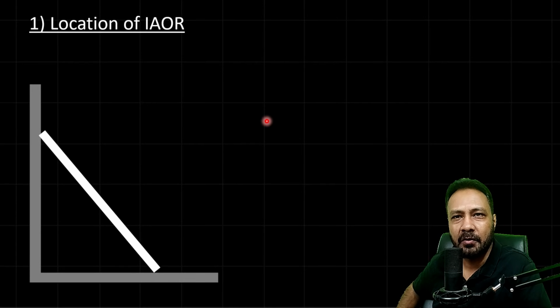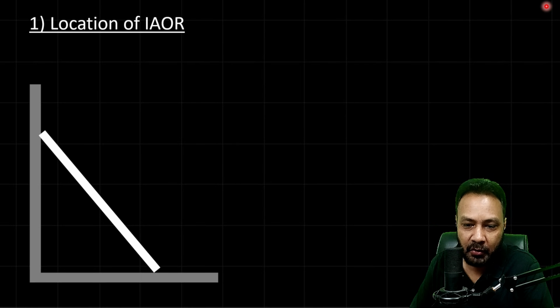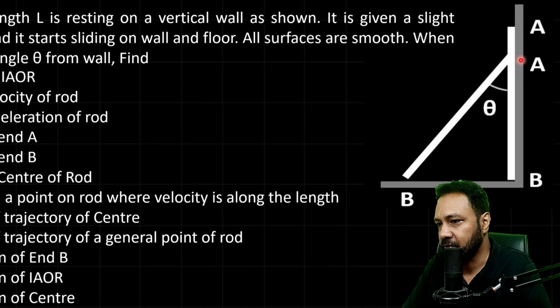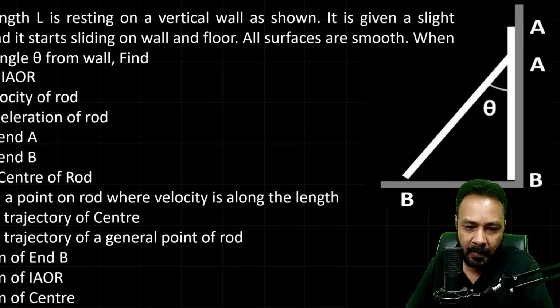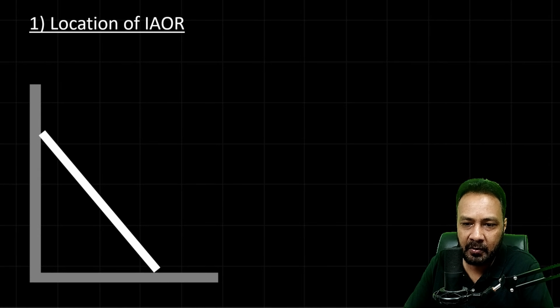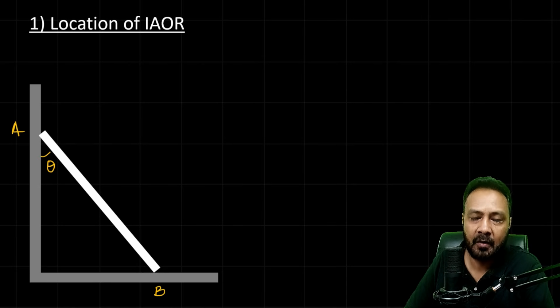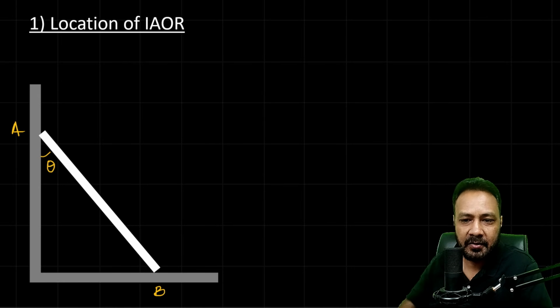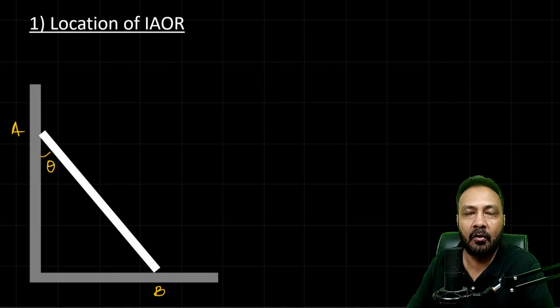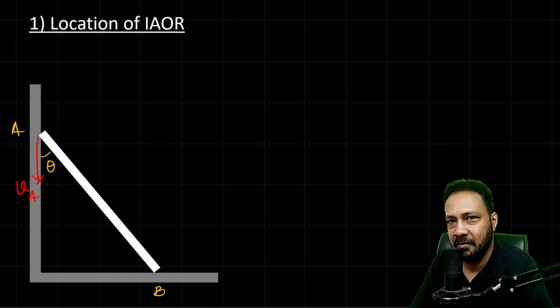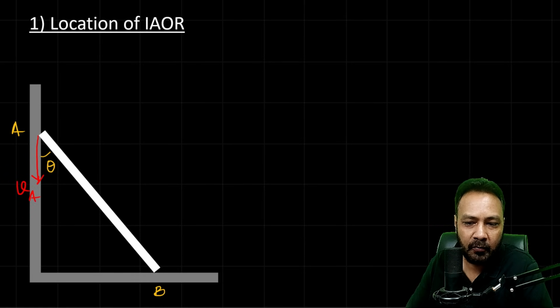Now, first of all, what is the location of the IAOR? I had named the upper end A and the lower end of the rod B. Now at this general moment, this rod is at this angle theta. This is A and this is B. The constraint of the motion requires that the point A has to move along the wall, so the velocity of the point A will be along the wall. This is say VA. And the point B is allowed to move along the floor, so the velocity of the point B is VB.